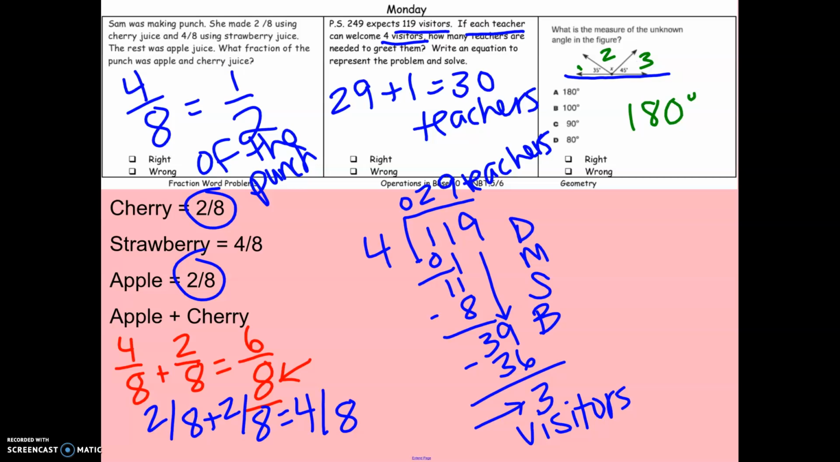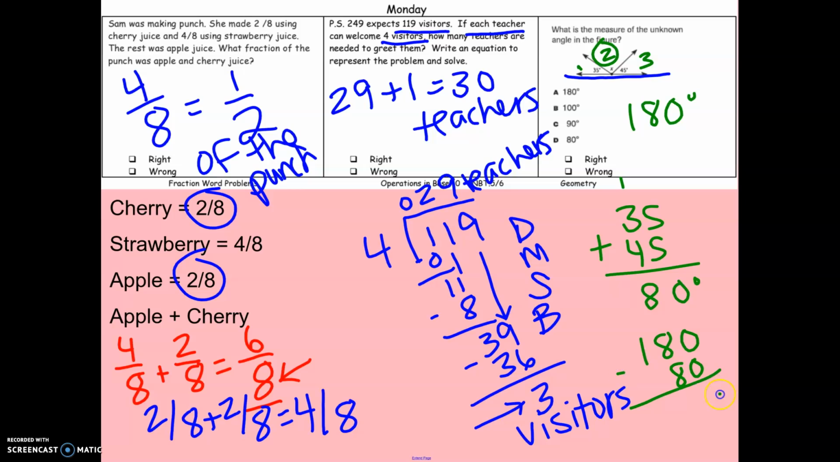So I don't know the measure of the middle one, so I'm going to add 35 plus 45 and 5, 6, 7, 8. I get 80 degrees, and now I need to subtract that from 180 to find the missing amount. So I'll do 180 minus 80, and my answer is 100 degrees. So the measure of angle X is 100 degrees.